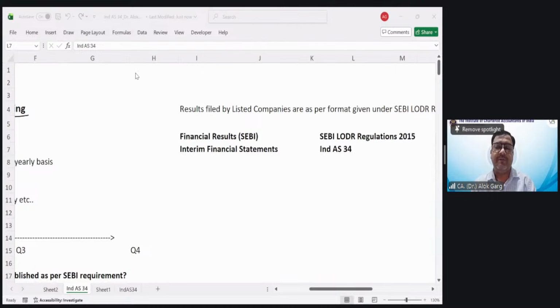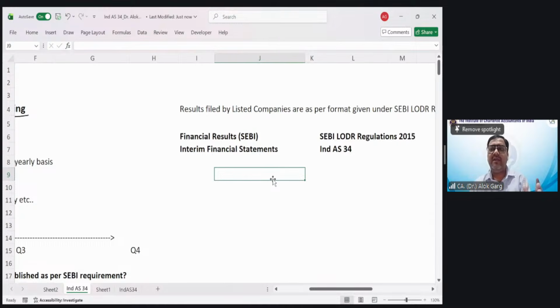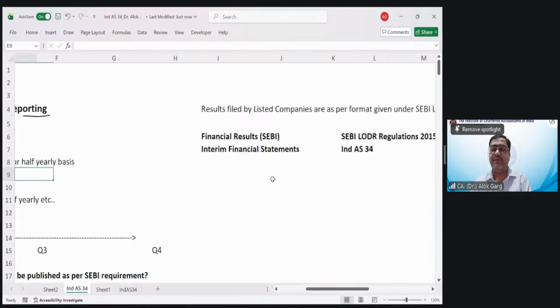These are the components of the financial statement, and as per Ind AS 1, comparative information of the previous year has to be there in the financial statement, and as per Ind AS 1, financial statements have to be prepared and presented at least on an annual basis. Now, my dear friends, financial reporting means reporting of financial statements: balance sheet, P&L, cash flow, statement of changes in equity, and notes to accounts.